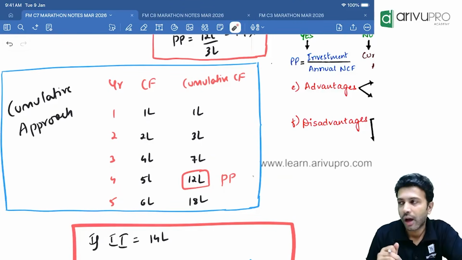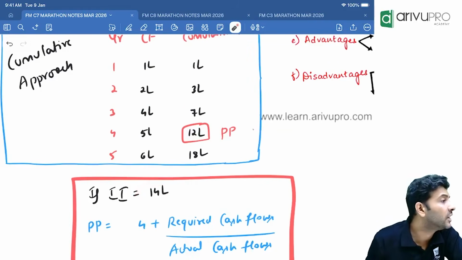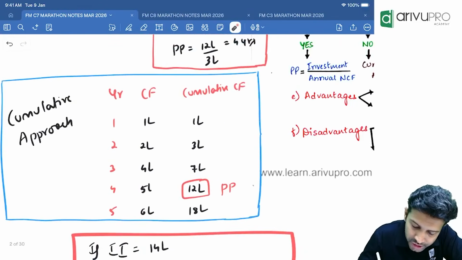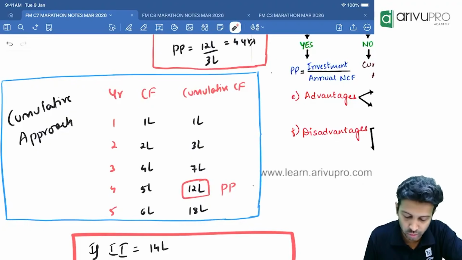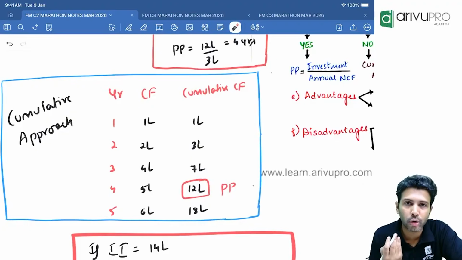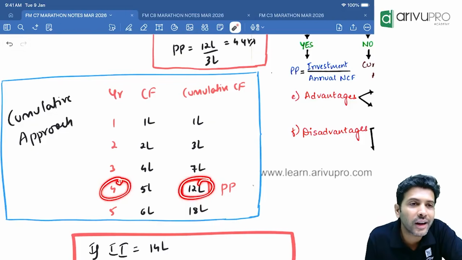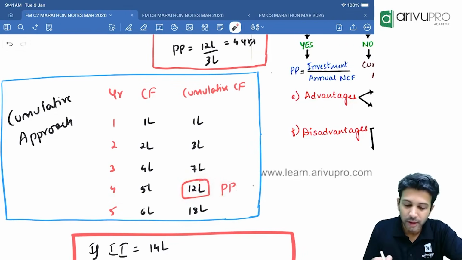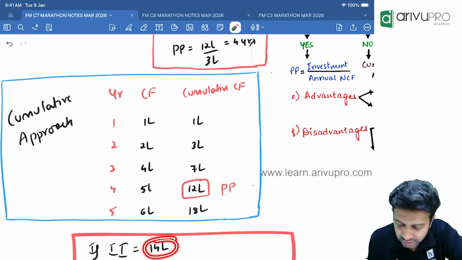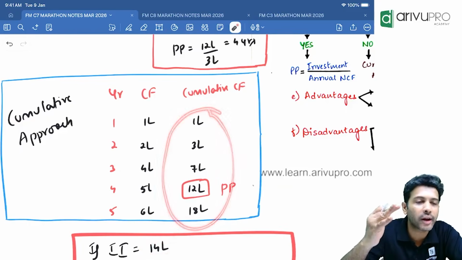Okay, now let's assume the initial investment is 14 lakh. Check whether any number is 14 lakh in the cumulative column. No. So now what to do? In the last problem, it was very easy because you found exactly 12 lakh in the 4th year, so the payback period itself was the 4th year. But now we have modified the initial investment to 14 lakh. Are we able to see it here or not?